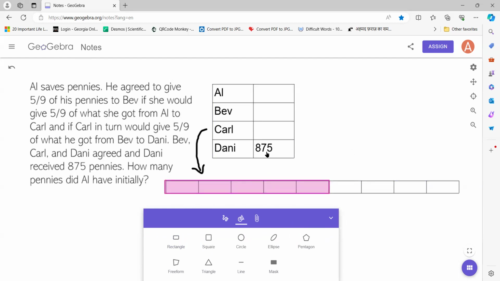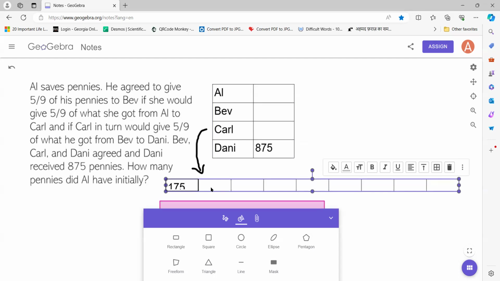And Danny got 875. So I'm going to divide 875 by 5, and I'm going to find out what I get. When you divide 875 by 5, what do we get? I am using my calculator. 175. So this is 175.